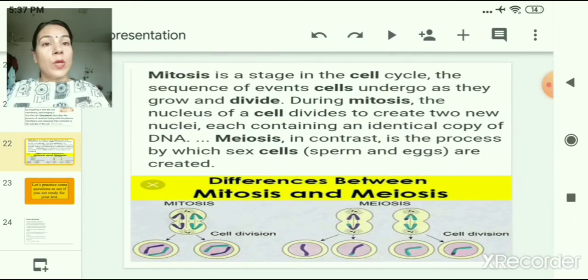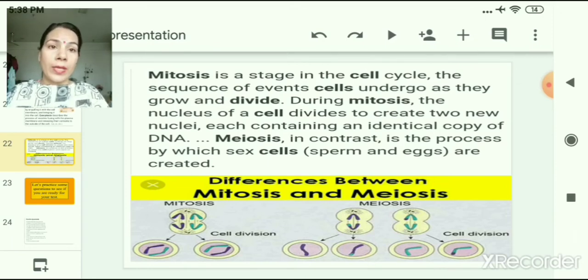Now, what is meiosis and mitosis? Mitosis is a kind of cell division which occurs in somatic cells or vegetative cells, and meiosis is a kind of division which occurs in reproductive cells. As a result of meiotic division, four daughter nuclei are formed. As a result of mitotic cell division, two daughter nuclei are formed.